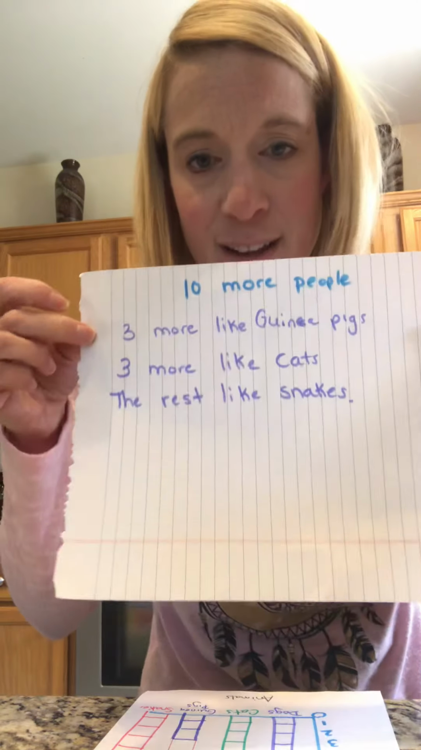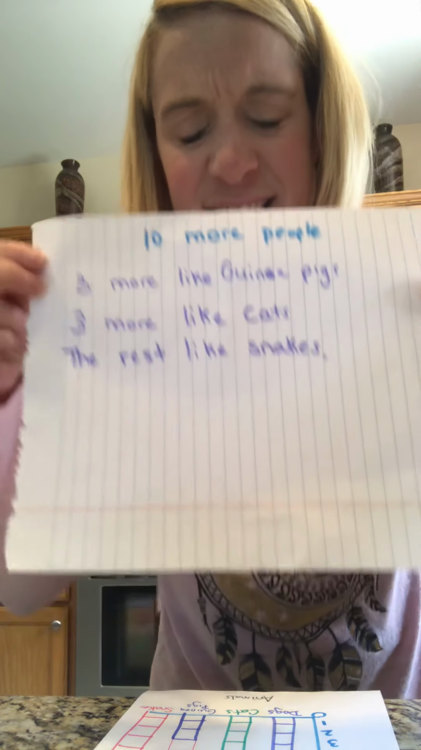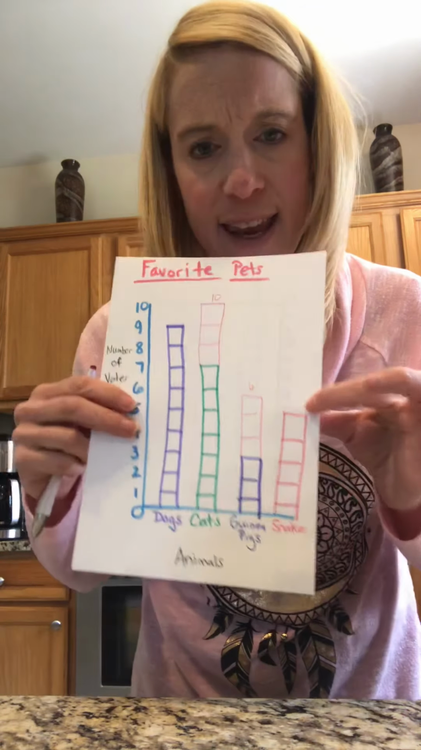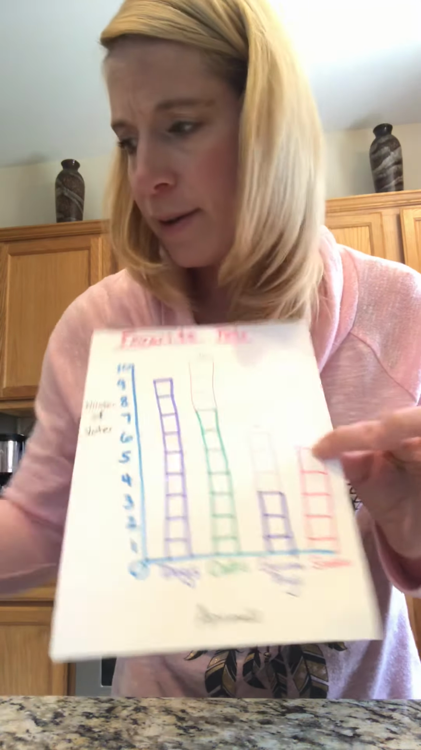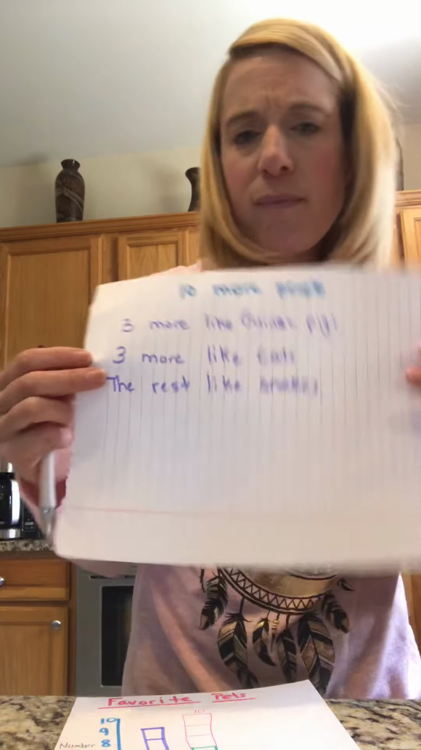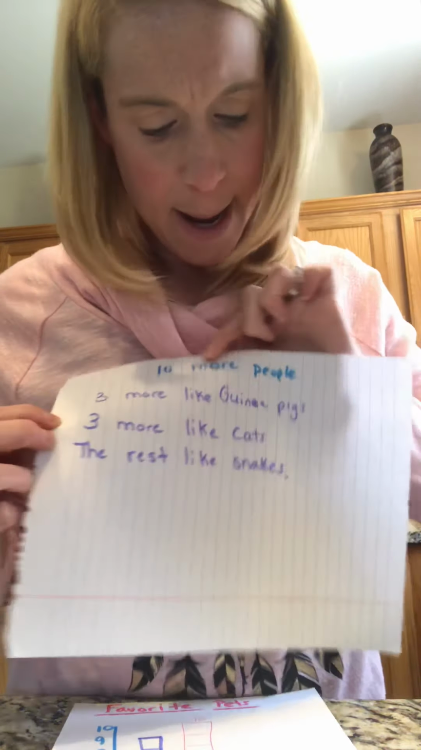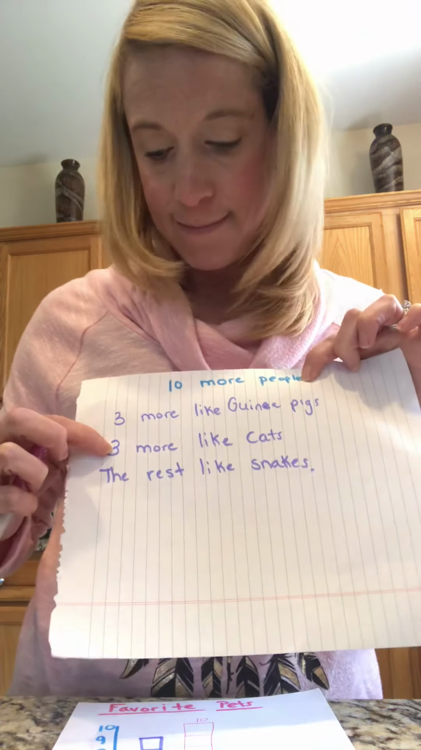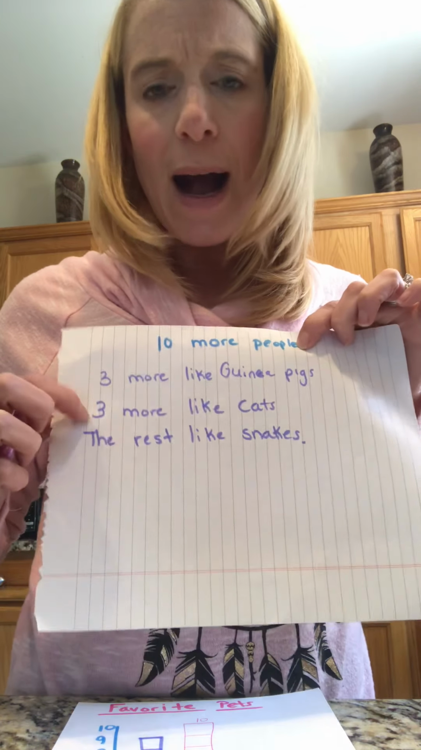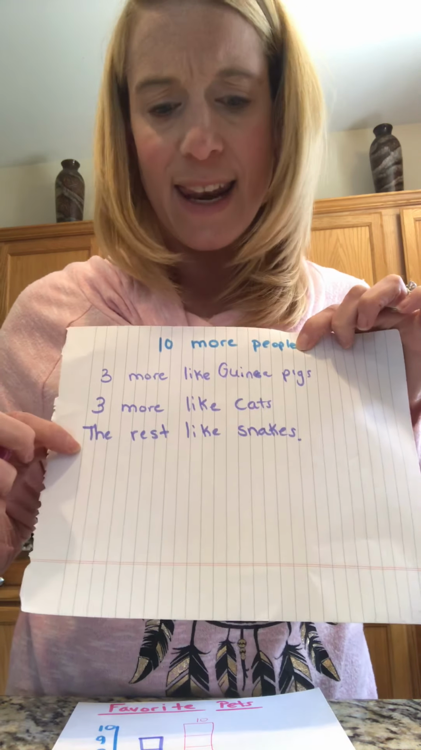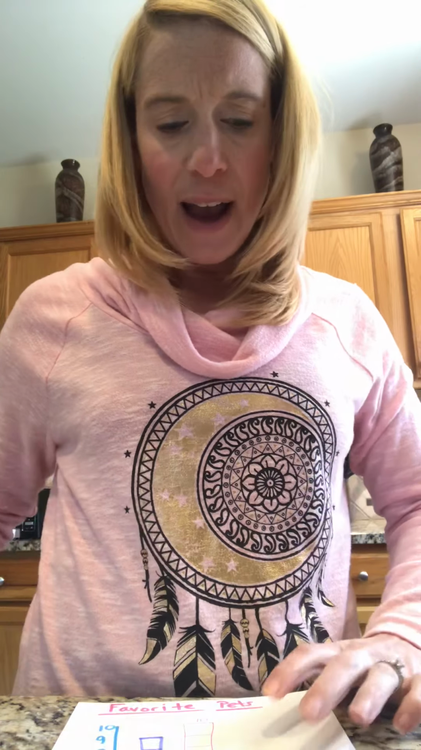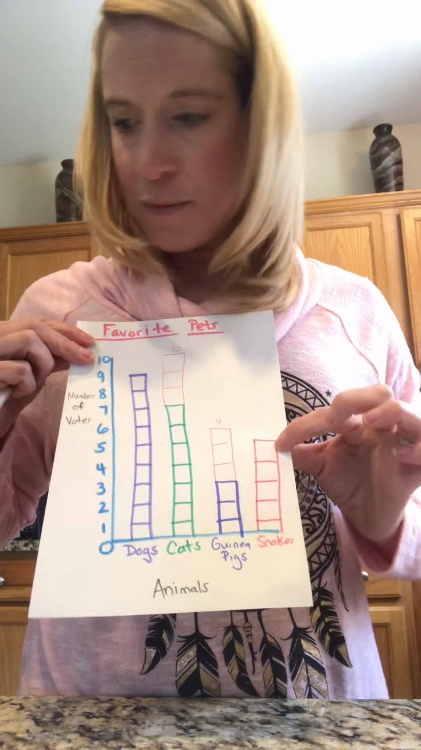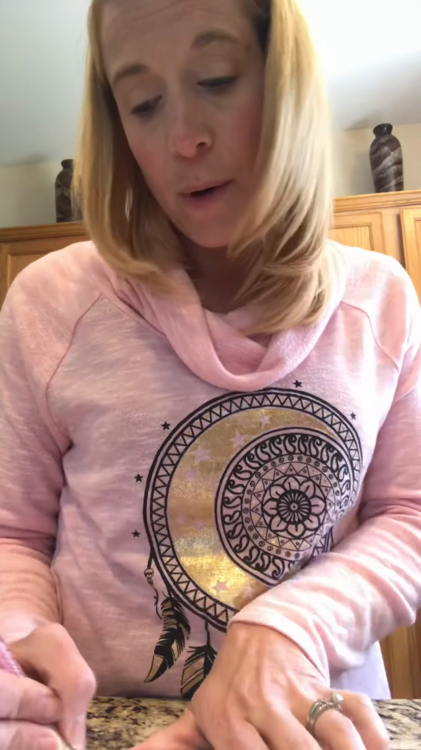Okay? And it says the rest like snakes. Well, how am I going to figure out what the rest is? So I know that snakes, I have to make it more. But now let's look. We know our clue is that 10 more people voted. So far, 3 plus 3 is 6. I have to figure out how many more to get to 10. So 6.